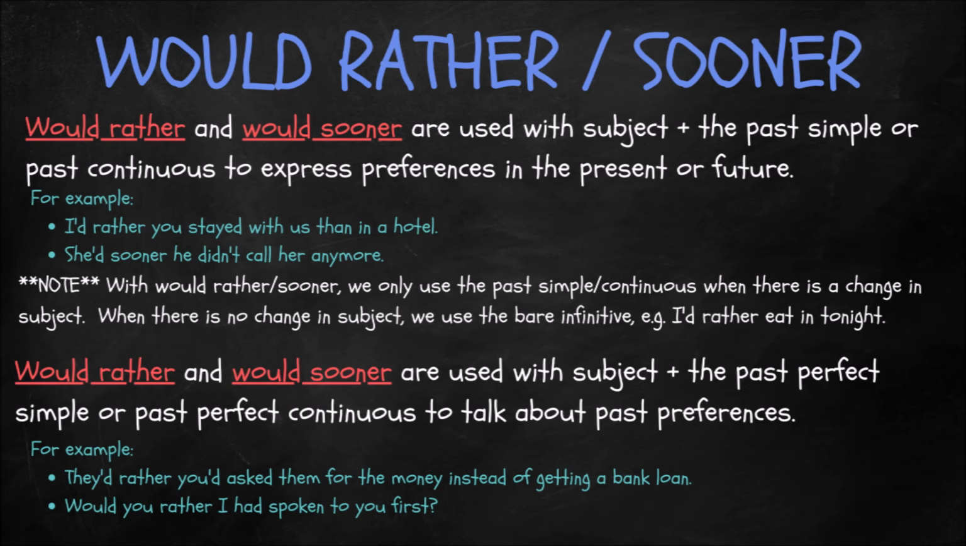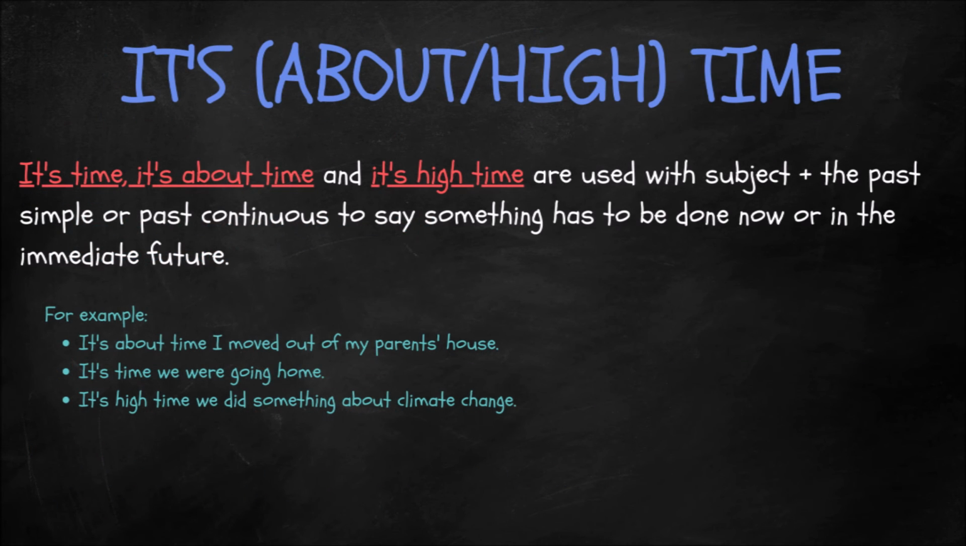Let's move on now to the next construction. And it's time, it's about time, it's high time. Remember, they all are used to say that something should be done now or in the very immediate future. We use the construction it's time, it's about time, it's high time with the subject and the past simple or the past continuous. About time is more emphatic than it's time, and it's high time is the most emphatic of them all. So if you want to say that something is so important, then you can say it's high time.